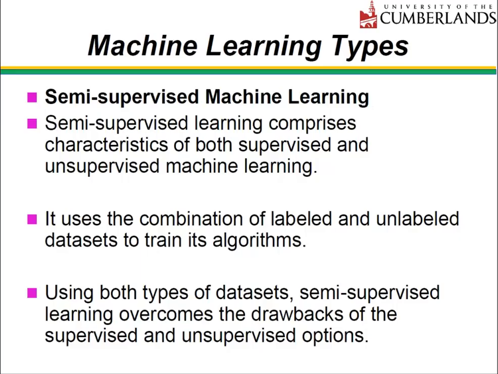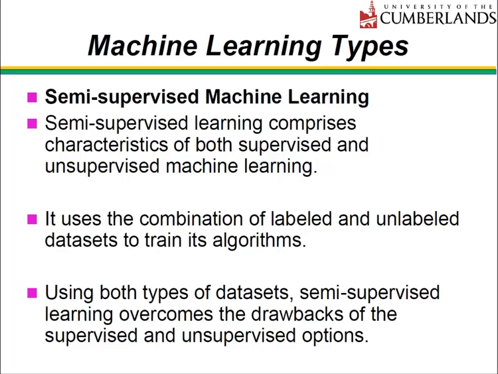Now, we can also discuss hybrid approaches, which are called semi-supervised machine learning. So semi-supervised learning has some features from supervised learning and some features from unsupervised learning. It's the best of both worlds in some ways and the compromises of both worlds in others.